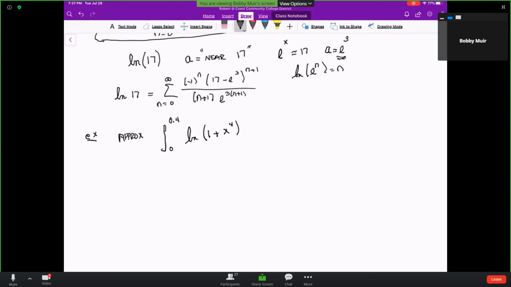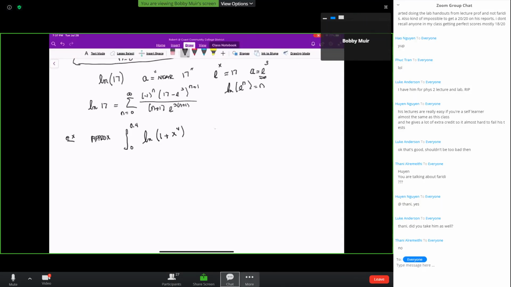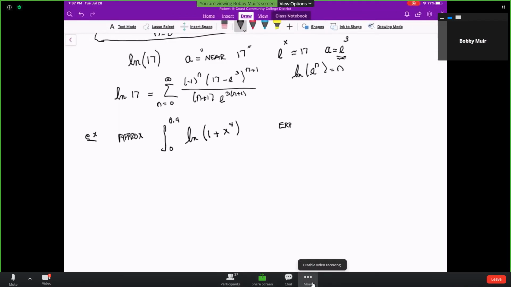Okay, so what we need to do is come up with some kind of approximation for this, and we want this to be accurate with our error. In the book, he says less than 6 decimal places.